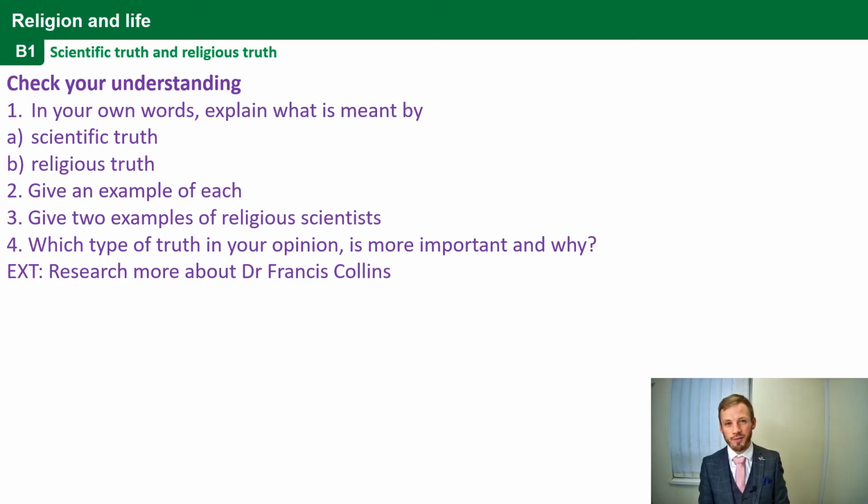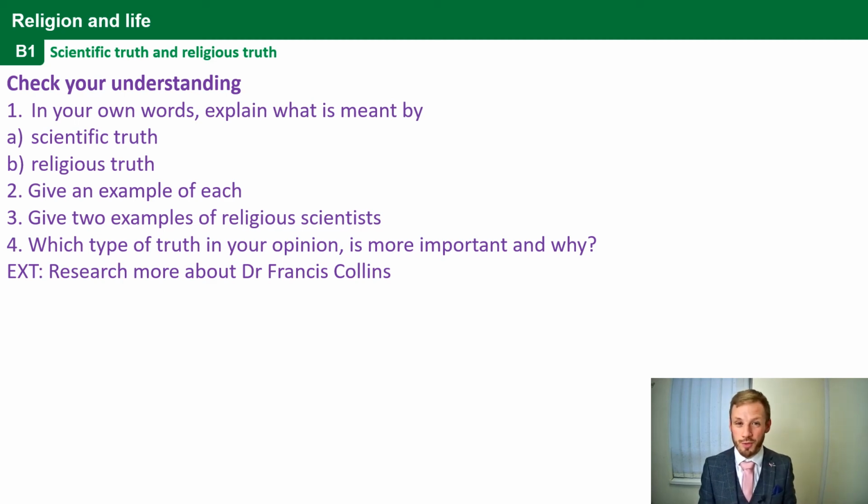An example of scientific truth might be the temperature that water boils at. It might be how the planets rotate around the sun. An example of religious truth might be, what is the purpose of life? Is there a God? How should I treat other people? Examples of religious scientists might include Galileo, Copernicus, Isaac Newton, or Dr. Francis Collins.